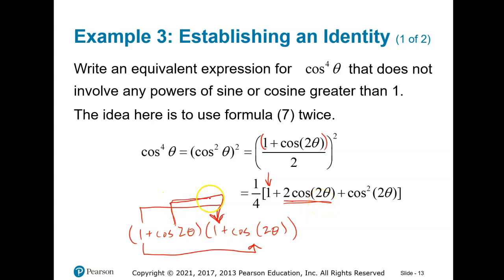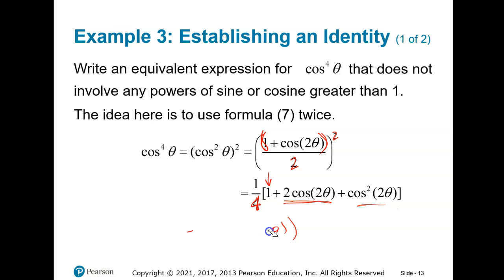And then finally, last, I'd have a cosine times a cosine. That's cosine squared 2 theta. So I'm just foiling that numerator, and then squaring the 2 on the bottom gives me 4. That's where this 4 right here is coming from. So all you're doing here is just writing cosine to the 4th as cosine squared squared, and then you're squaring this expression that comes from the power reducing formula for cosine.